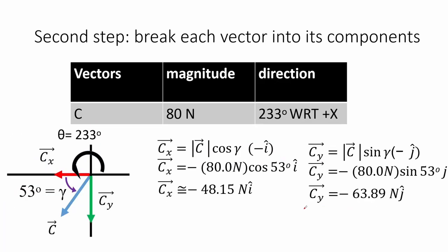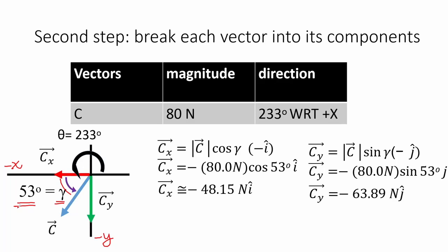So for C, it is positioned at the third quadrant. This suggests that the x and y components are negative values. Here the value of gamma is measured from the negative x-axis. Gamma is measured by 270 degrees minus the angle 233 degrees and we obtain the value of the angle as 53 degrees. This is with respect to the negative x-axis.